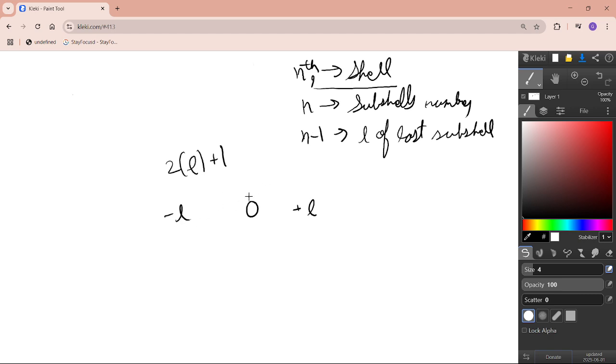So if you talk about the range, let's say the number of orbitals for L equal to 2. L equal to 2 means we are on SPD, right? We're on D. So it ranges from minus 2 to 0 to 2. These are all the axes and all the orientations. So minus 2, minus 1, 0, plus 1, plus 2.